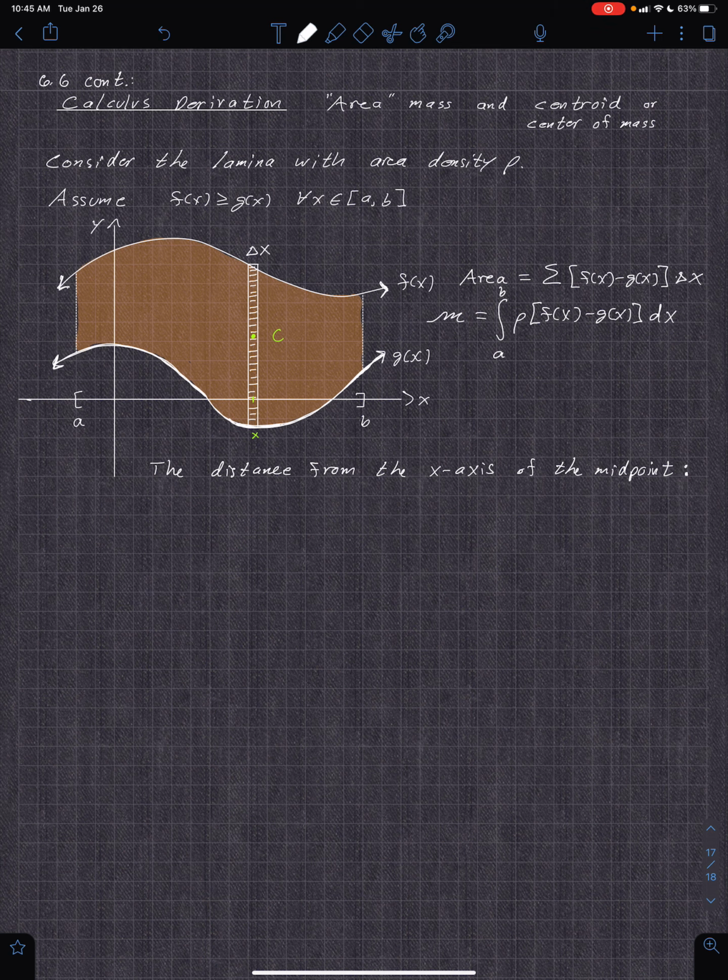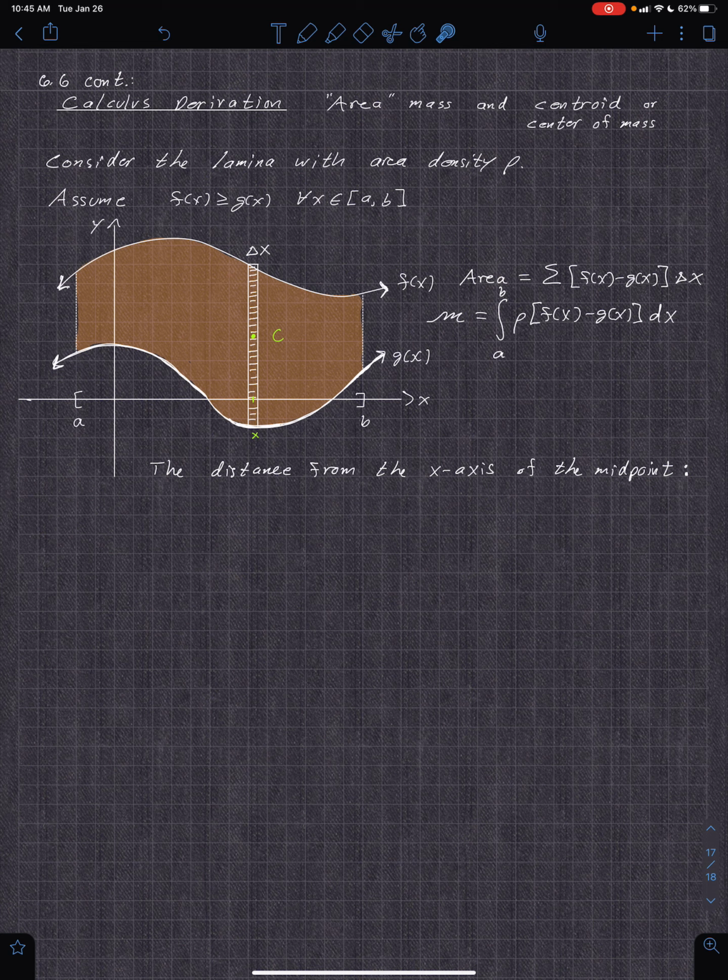So what we're going to basically do is take these representative rectangles and find the center of mass of the representative rectangle, and then treat it like a point mass. And then we add them up, just like we treated them as point masses above. So if it's constant density, we can assume that the center of the rectangle is the center of mass along the y-axis.